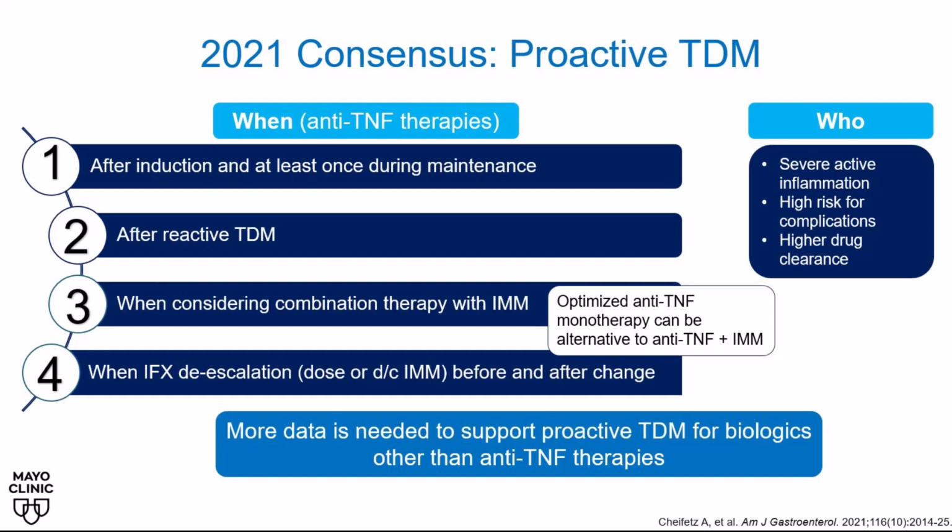Reactive therapeutic drug monitoring: if I've done reactive monitoring, now I can inform what I'm going to do next. Then I can do next steps and do more proactive monitoring moving forward. I use it when I'm considering combination therapy in a patient, so maybe I can use an anti-TNF optimized monotherapy using proactive monitoring in a patient that is HLA DQ negative, as opposed to convincing the patient to go on 2 drugs. And I use it after you've achieved deep steroid-free remission, when you're considering de-escalation of therapy, either dosing or discontinuing your combination therapy approach with an immune modulator. Still, outside of anti-TNFs, more data is needed to support proactive monitoring for other biologic classes.